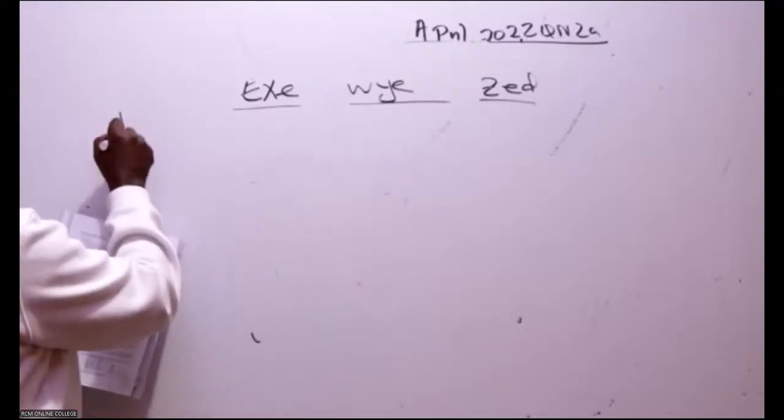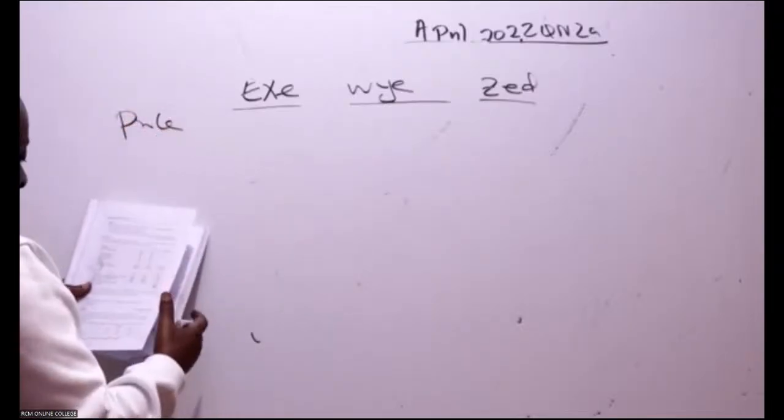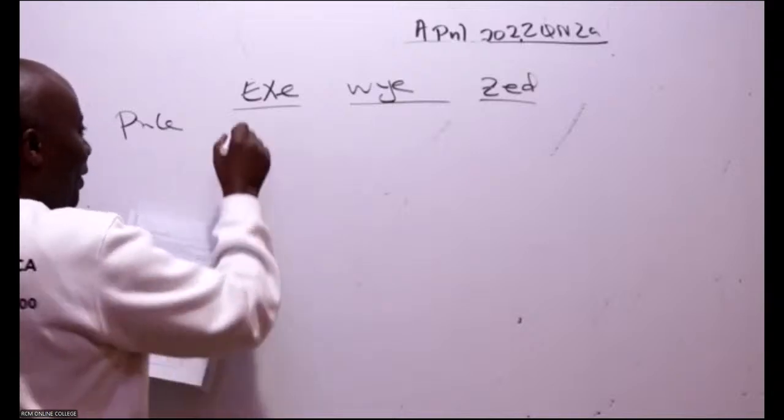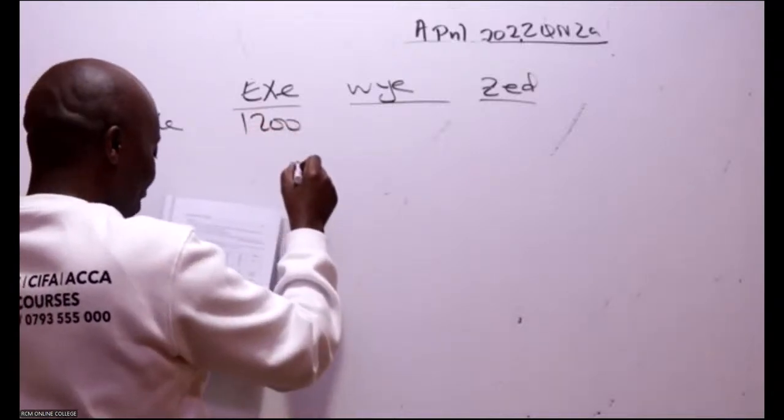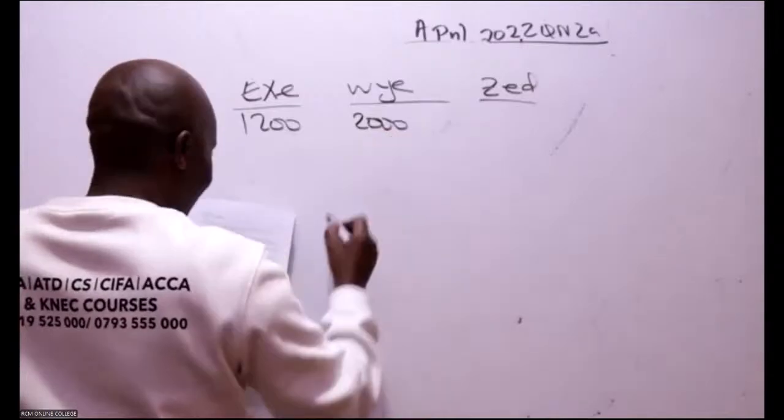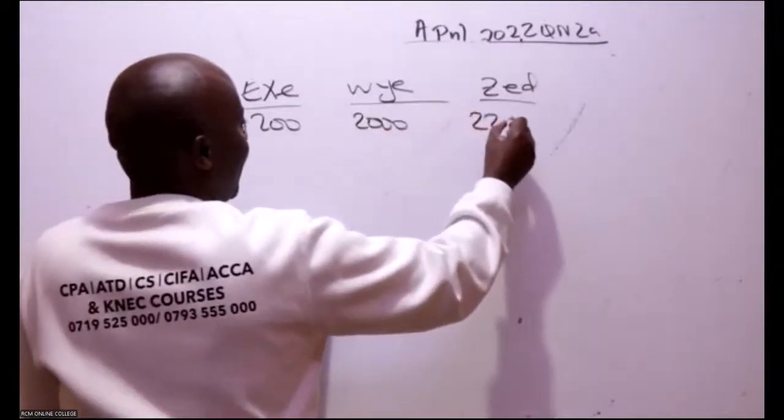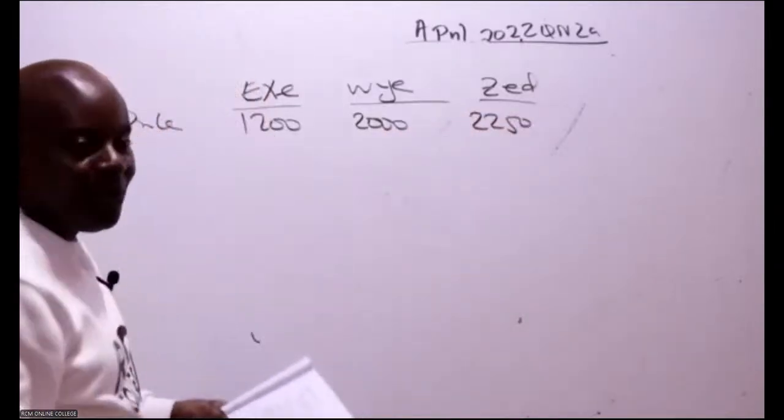So we have the selling price for X, 1,200, then 2,000, then 2,250. So we want to get throughput contribution margin.